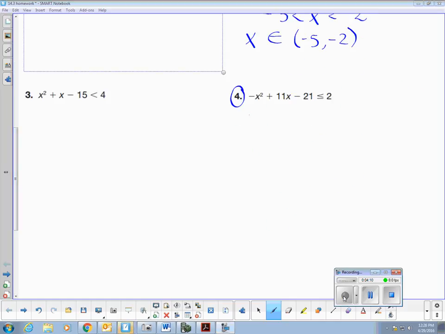Number 4, I'm going to begin by setting this inequality as an equation.